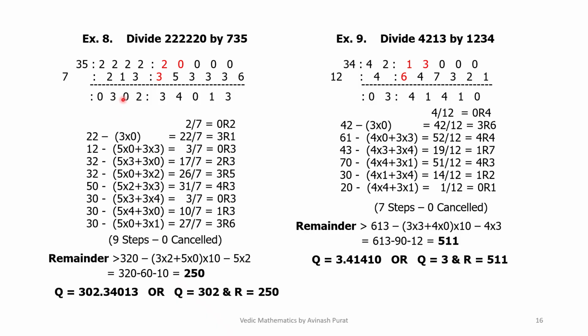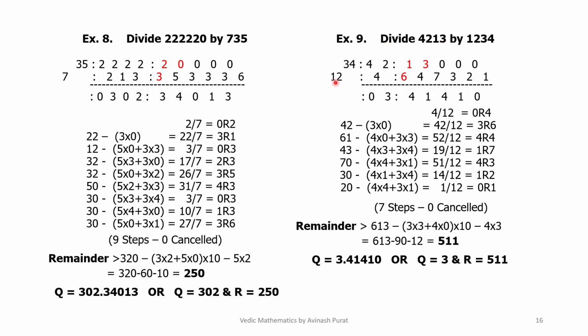Quotient is 302.34013, or quotient Q is 302 and remainder is 250. Ninth example, divide 4213 by 1234.